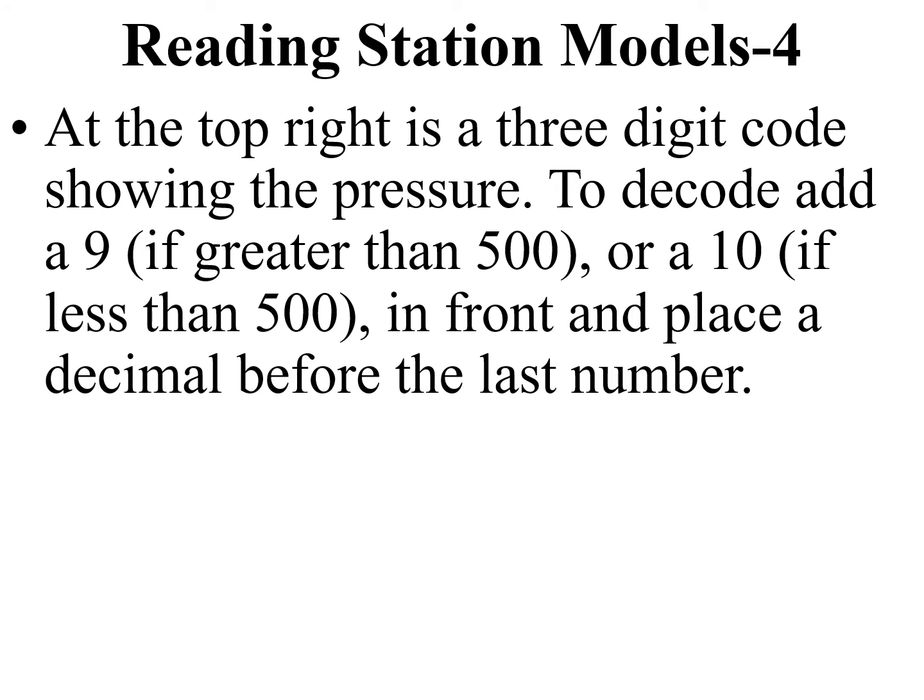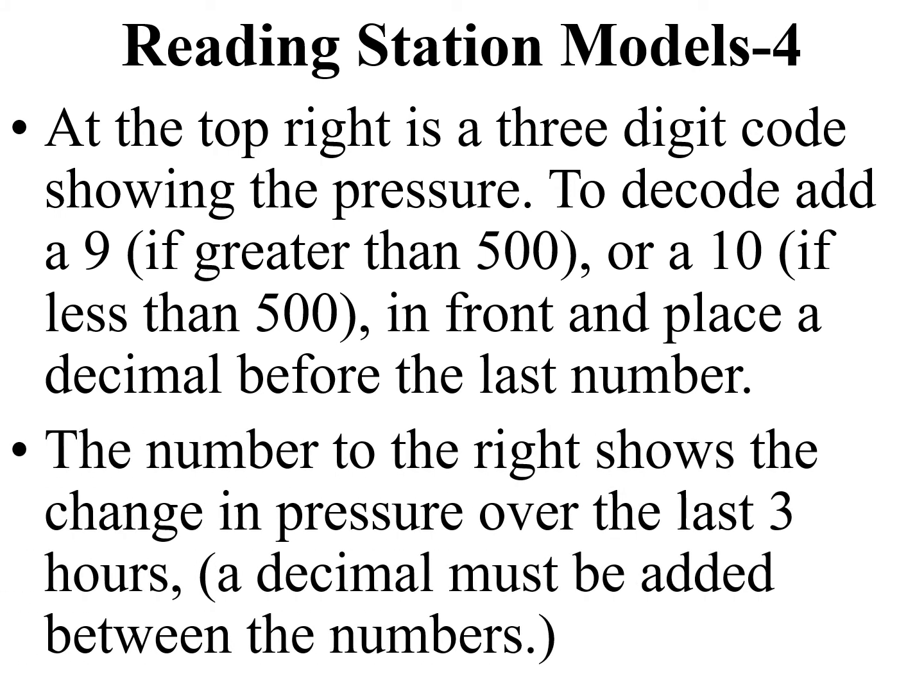Now, if there's any challenge here, this is it. To the top right is a 3-digit code showing the pressure. To decode, add a 9 if the number is greater than 500, or a 10 if it's less than 500 in front, and place a decimal before the last number. The number to the right shows the change in air pressure over the last 3 hours. A decimal must be added between the numbers.